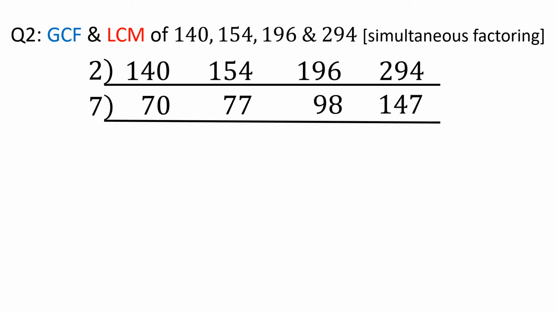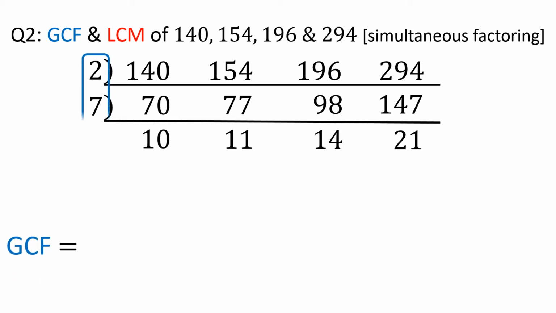70 divided by 7 is 10. 77 divided by 7 is 11. 98 divided by 7 is 14. And 147 divided by 7 is 21. We now have 10, 11, 14, and 21, but there is no more common factor for all four numbers, so GCF is 2 times 7, which is 14.